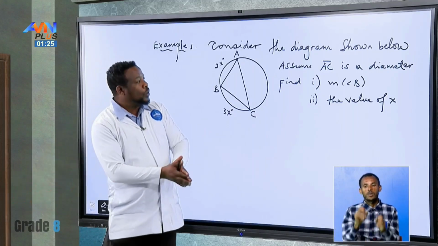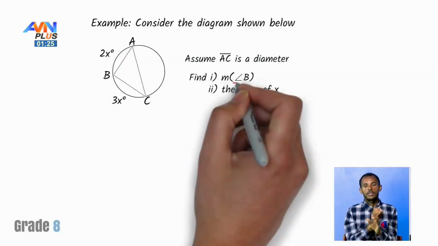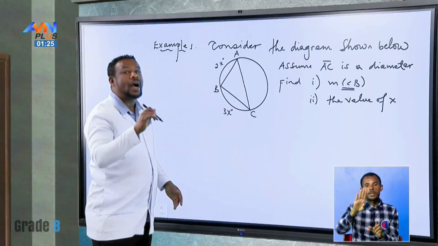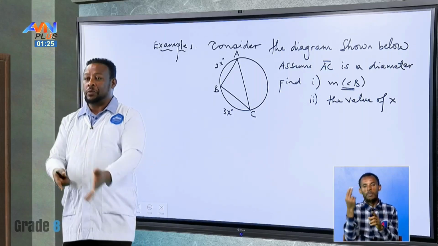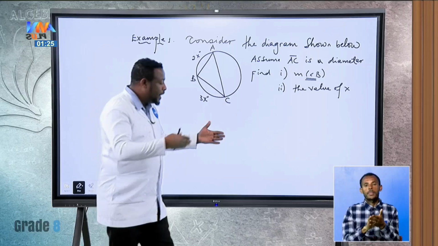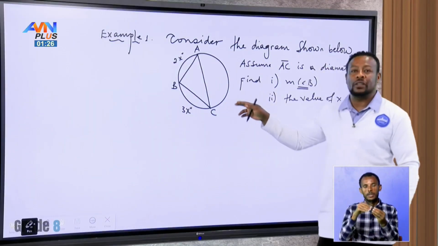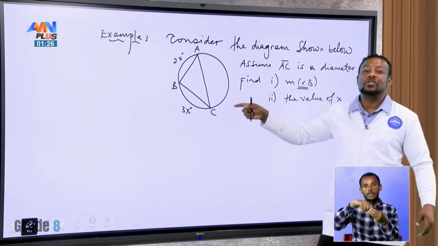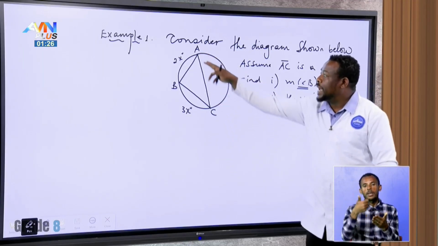Okay, so to calculate the degree measure of angle B, you need to directly apply the theorem that we already proved, right? We already said that an angle subtended by a semicircle is 90 degrees, okay? Because here AC is a diameter.